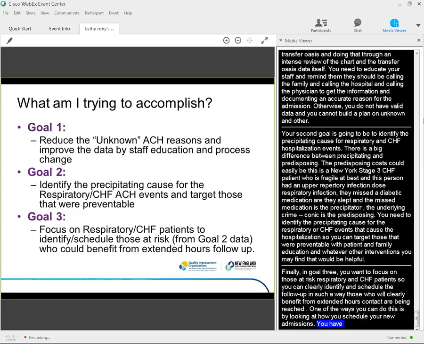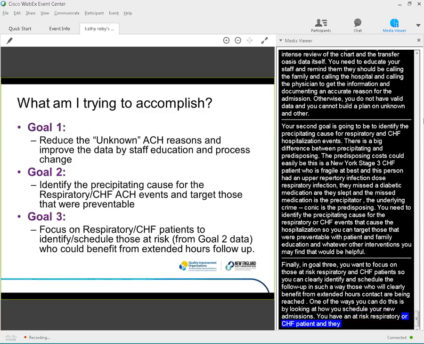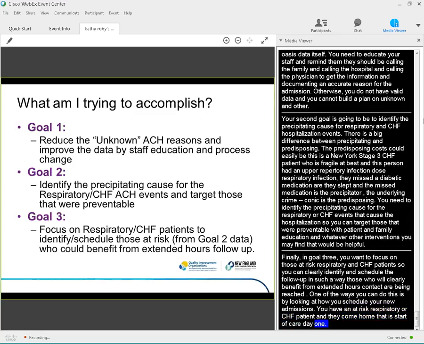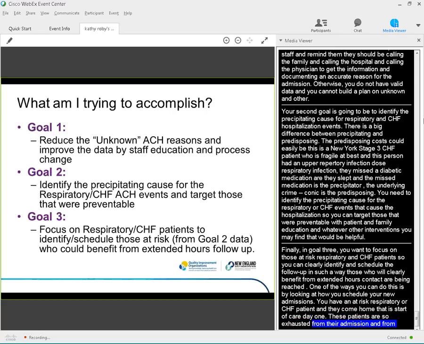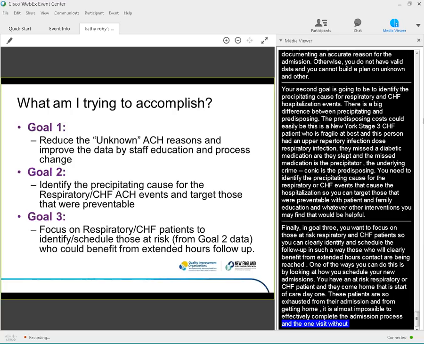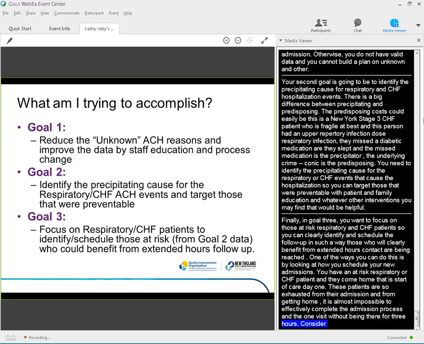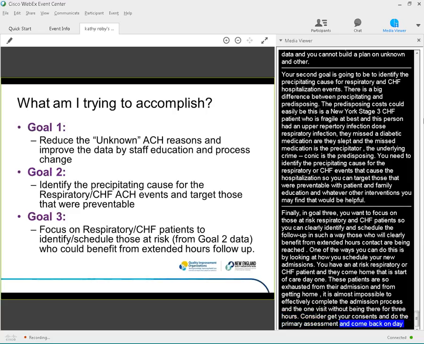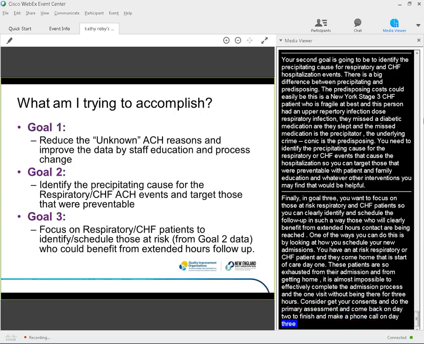These patients are so exhausted from their admission and from getting home, it's almost impossible to effectively complete the admission process in the one visit without being there for 3 hours. Consider, get your consent, do the primary assessment, come back on day 2 to finish. Make a phone call on day 3. If necessary, visit on day 4, phone call day 5, phone call day 6, visit day 7.